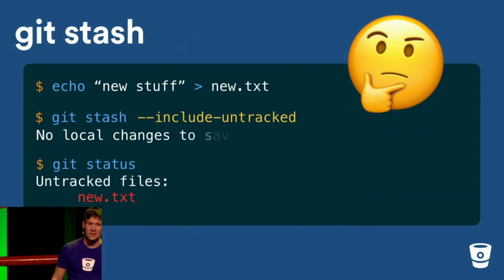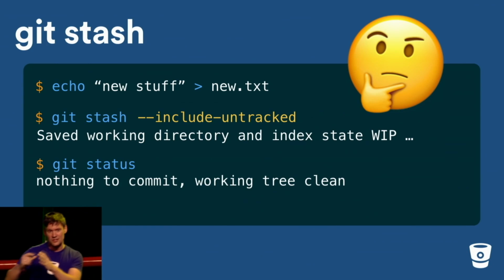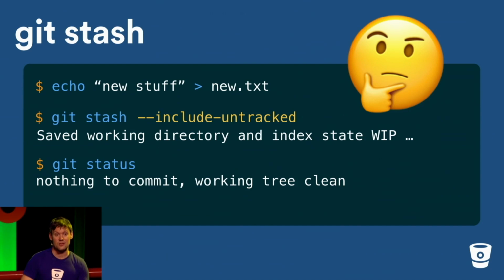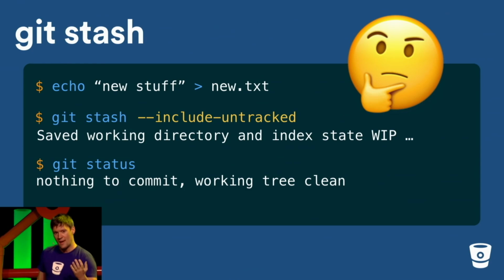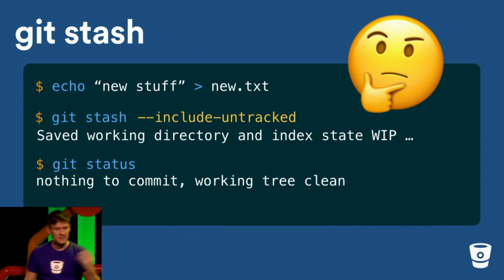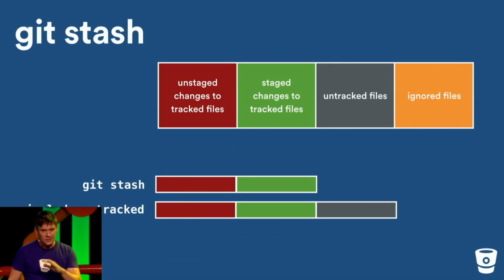So the actual correct way to do this is to use the --include-untracked flag, which stashes your untracked changes as a separate area in your stash, and then you can reapply those correctly later on. So you've got to keep in your mind that there are two different ways of running stash: either stash or stash --include-untracked. Now, that's not too hard to remember.